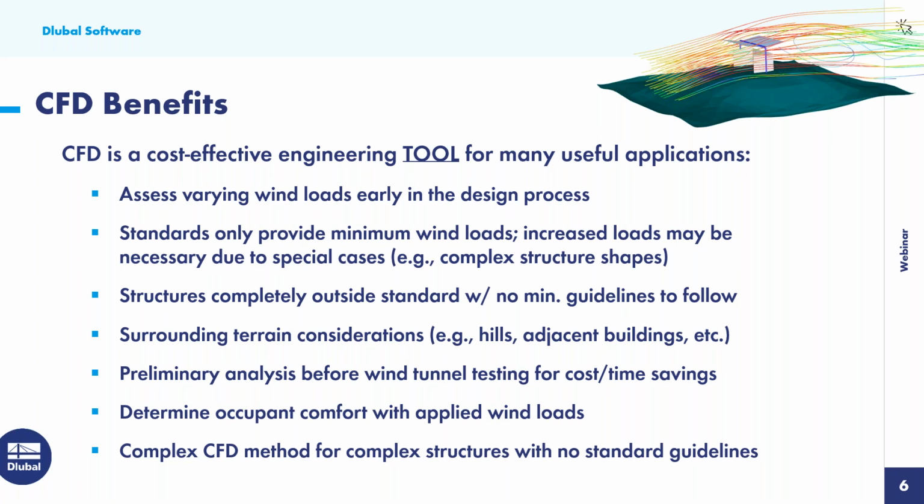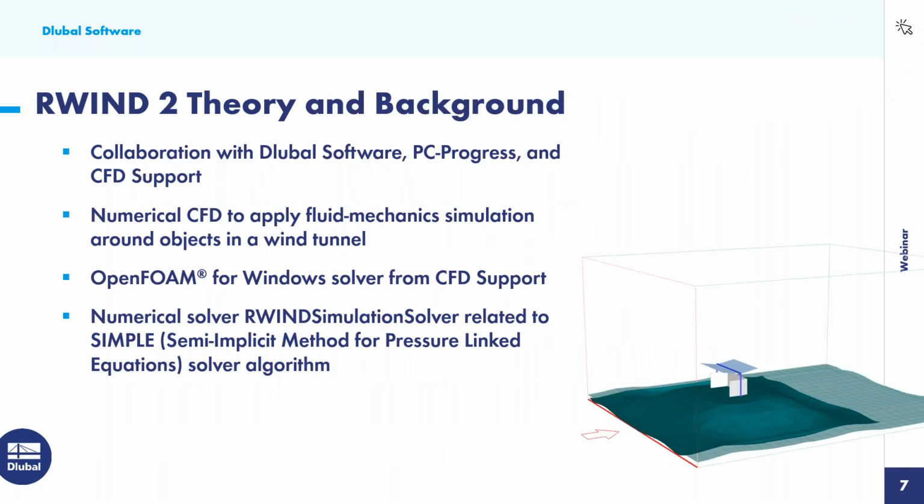So all in all, complex CFD methods should be used for complex structures with no standard guidelines. By all means, we're not suggesting to use a program like RWIND for a very short, symmetric, rectangular building. It's clear that the code will have the minimum wind loads to be applied for these types of structures, but rather these complex structures that fall outside of what the standard really talks about.